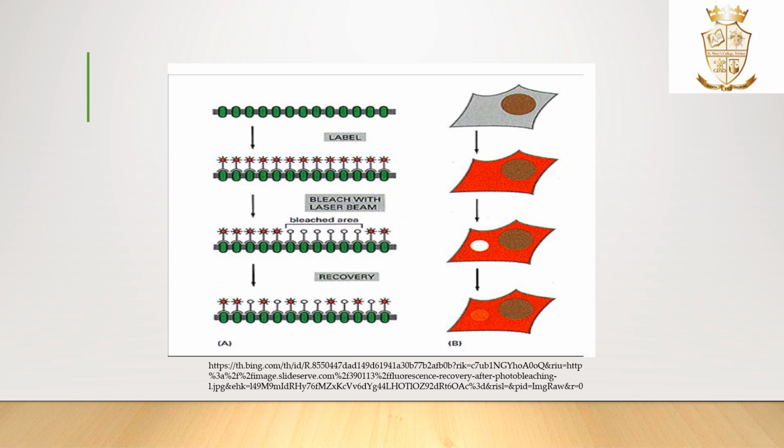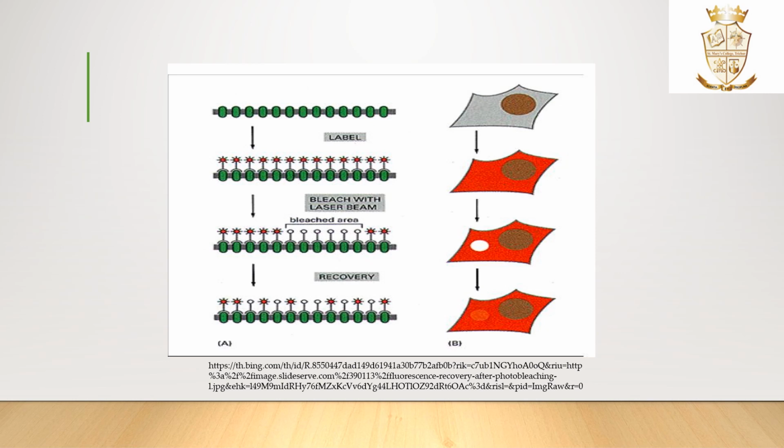First, there are fluorescently labeled proteins. These green things are the proteins, and the red minute things in the picture show the fluorescent labeling. And when a laser beam is introduced, there is a bleached area. Of course, there is a bleached area as well as the unbleached portion.